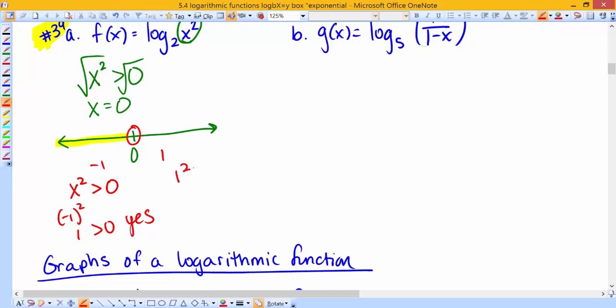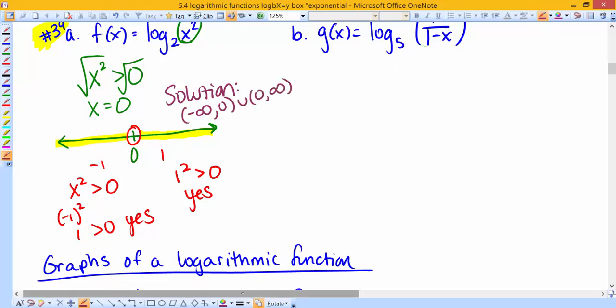Now I plug in 1. 1 squared, is that greater than 0? Yes. Now I highlight that piece. Now we have to remember to write our solutions here, and that was something that you guys have been struggling with this year, is remembering to write the solutions. So my solution, the left side is -infinity to 0, not included, and then from 0 to infinity.